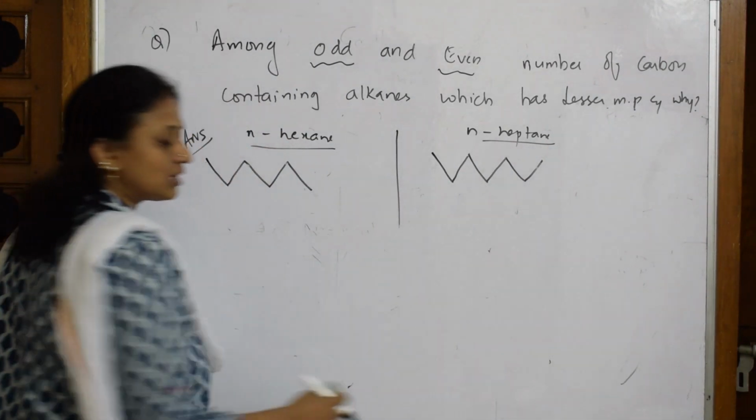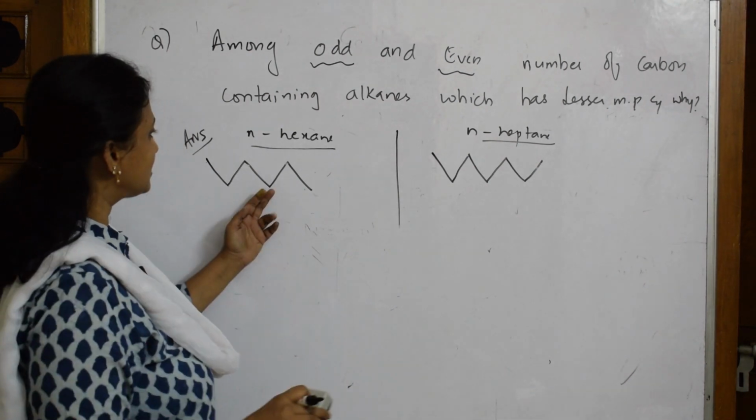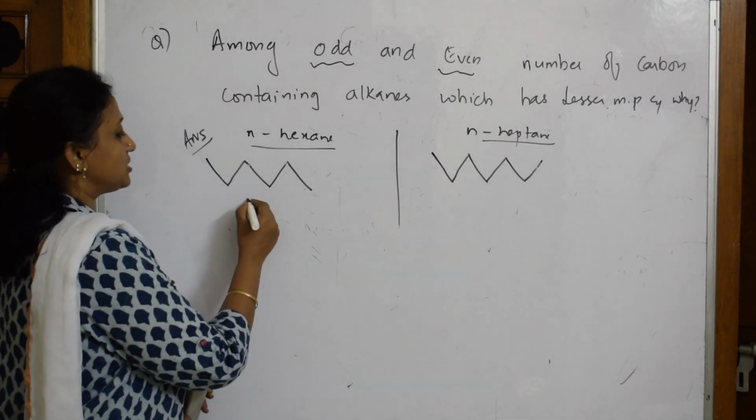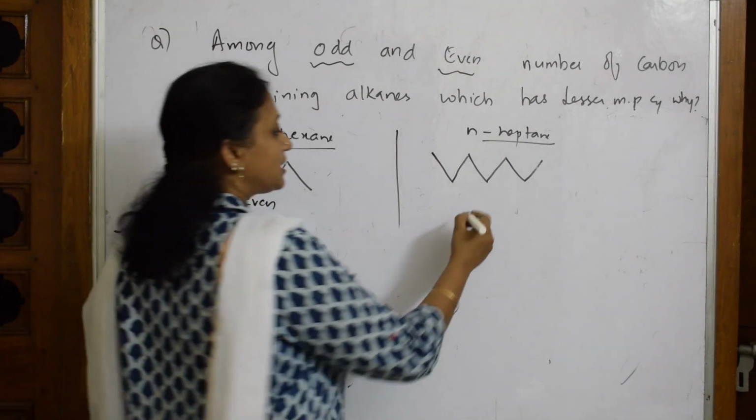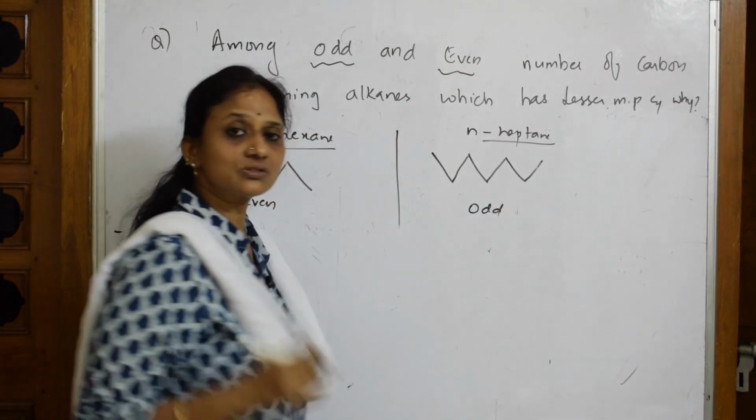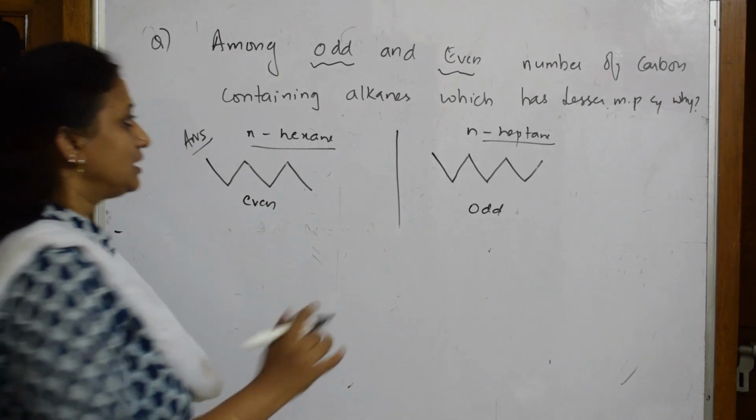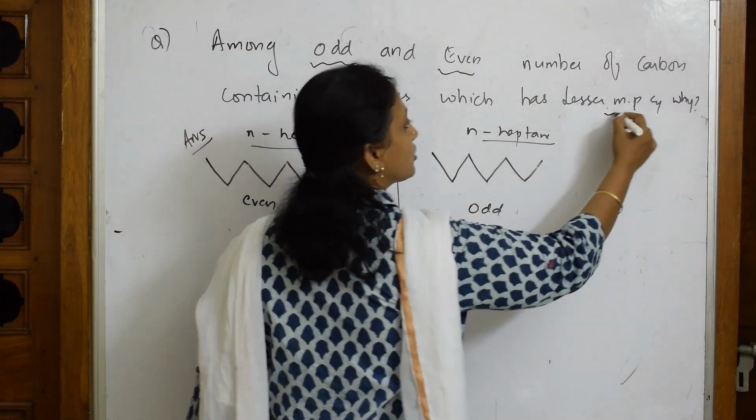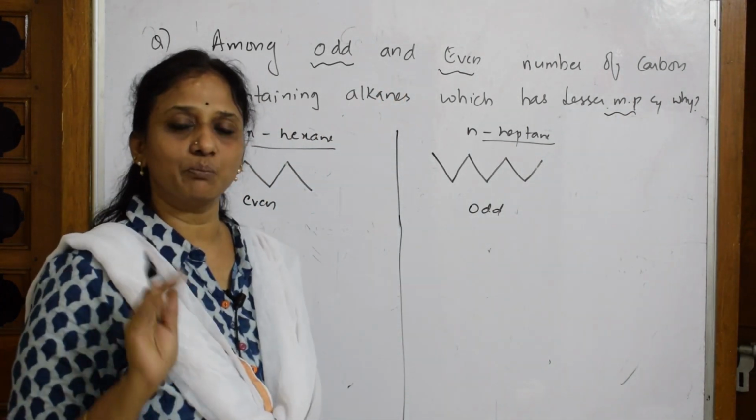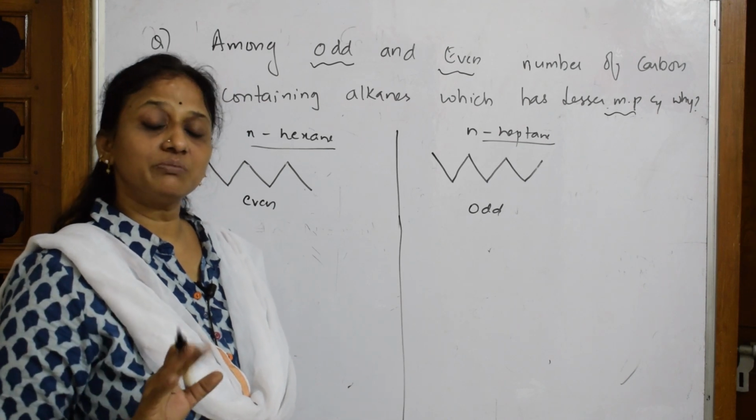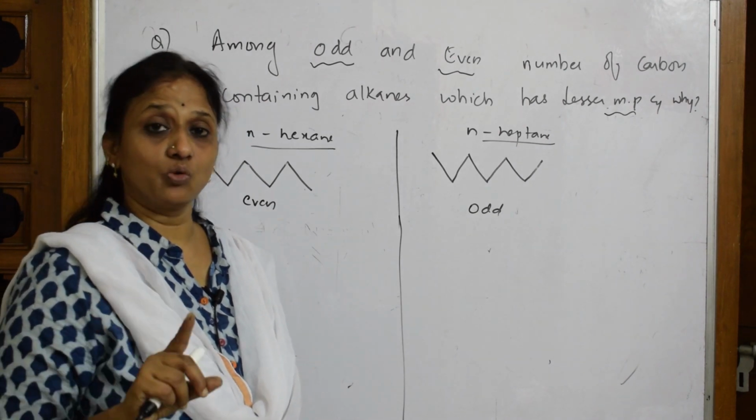Now what is important? I should see which is odd and even. This is 6 carbon. It is even in nature. Here 7 carbon atom, it is odd in nature. Now they want us to compare between odd and even. Simple. Whenever you have a concept of melting point, remember one important thing. Boiling point means more of branching, more of boiling point.